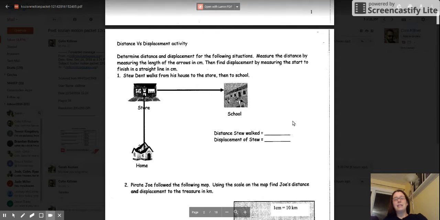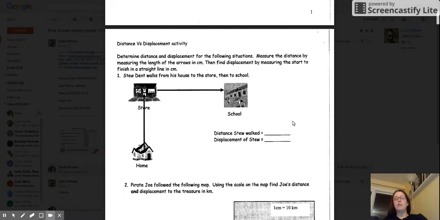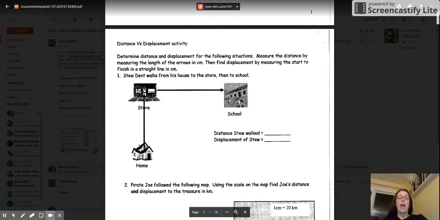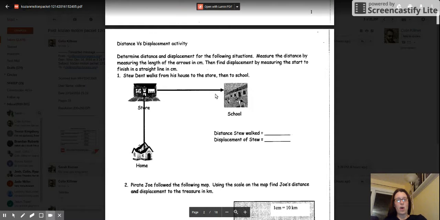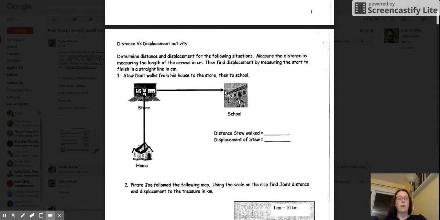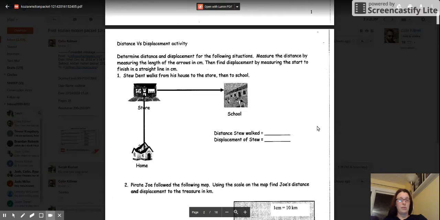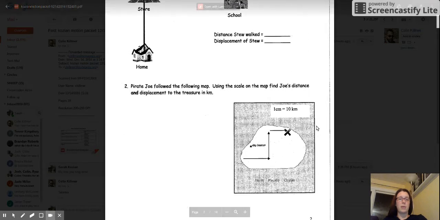So distance is almost always going to be positive. Displacement can sometimes be negative, okay? We can go back past where we started. So here's the distance that the student walked to school, okay? His displacement from home to school is positive. But if I go back past home and go in the negative, we can have a negative displacement. Okay, so that's going to help you out with what we're talking about today.